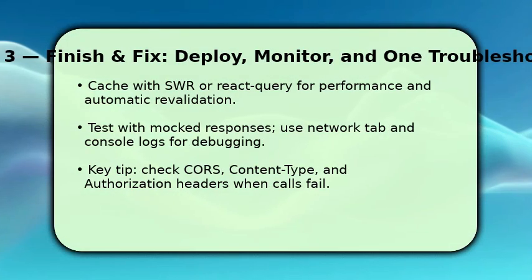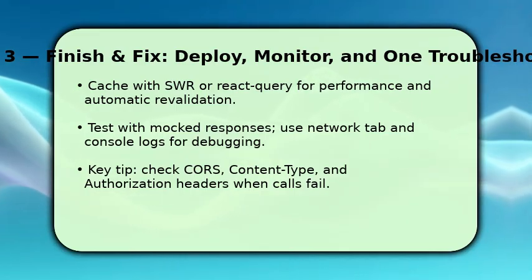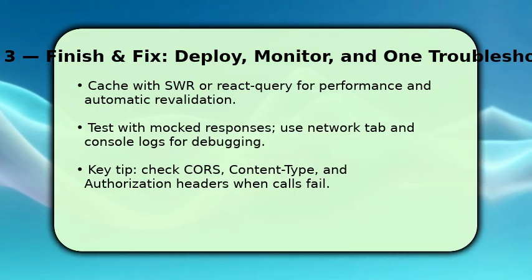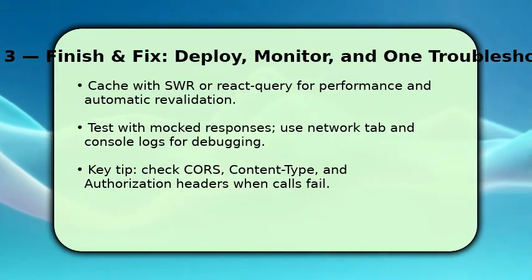You finish by stabilizing and testing. Add caching or background revalidation using React Query or SWR to reduce duplicate requests and simplify retries. Write unit tests with mocked fetch/Axios so components don't hit real APIs during CI.